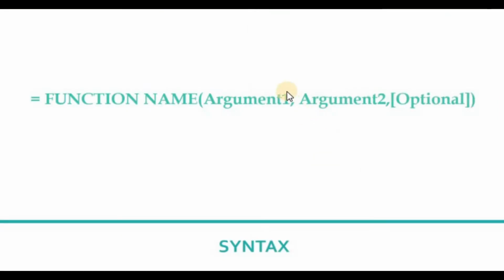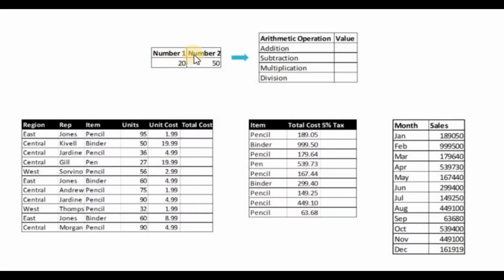This is the basic syntax or format of any function. Any function should start with an equal sign. After the equal sign, we should enter the name of the function. After the name, open round braces. If you don't start with an equal sign, Excel will treat that as regular text. Enter the inputs required for the function. These inputs are called arguments. Then close the round braces. We'll see this with basic examples.